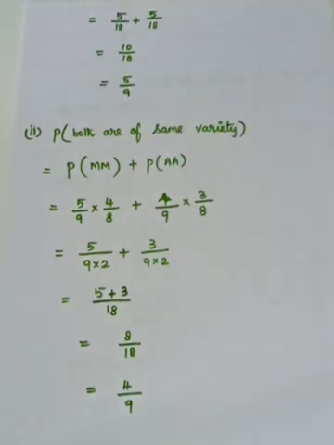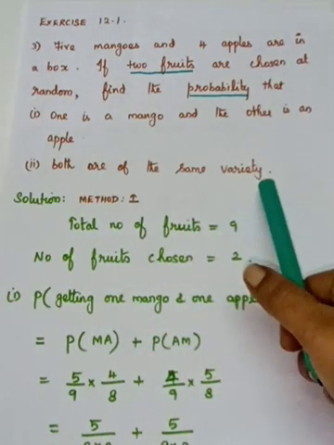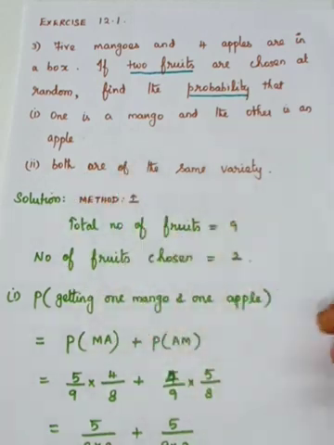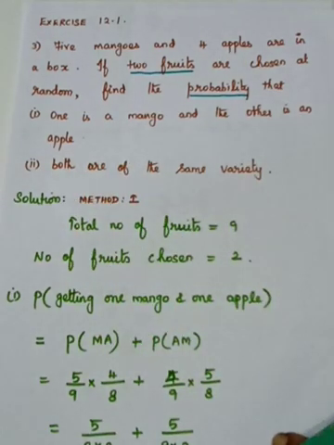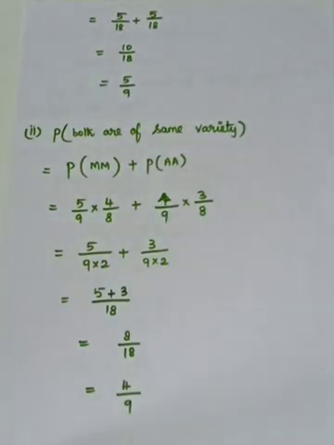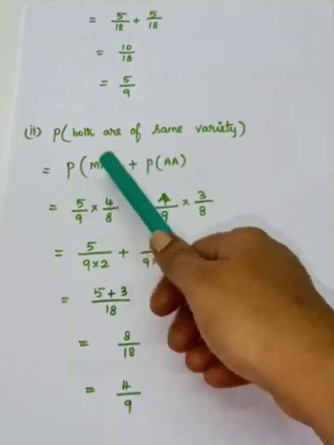Okay, coming to the second subdivision, what is asked? Both are of the same variety. So, we have to find the probability that both fruits are of the same variety. That means how to take? We have to take 2 mangoes, or we have to take 2 apples. Either one possibility will come.